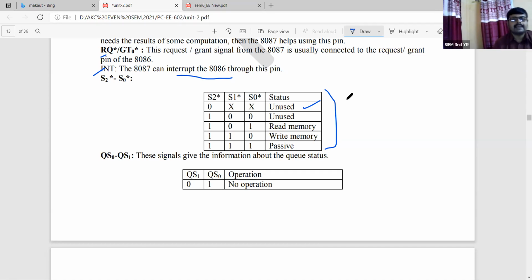And the last one: all the status signals, that means S2 bar, S1 bar, as well as S0 bar, if all three are 1, 1, 1, then the status is called passive. So this chart is really very important, the S2 bar to S0 bar.